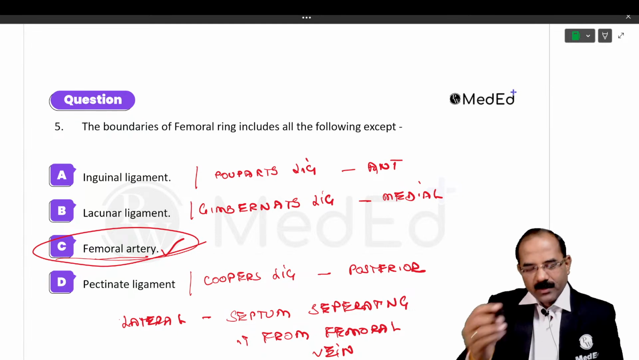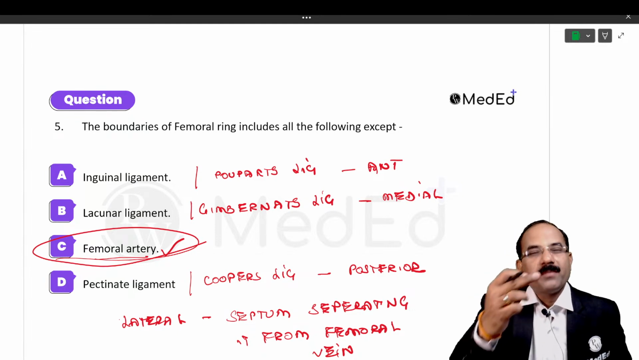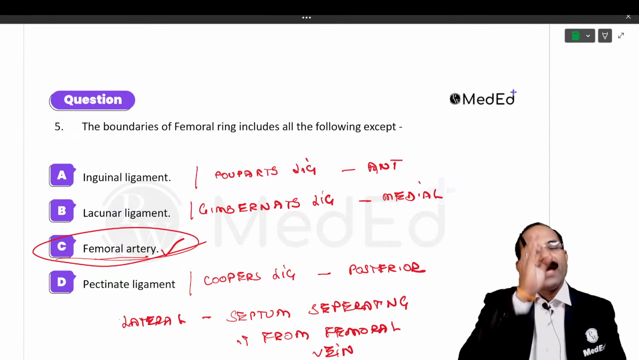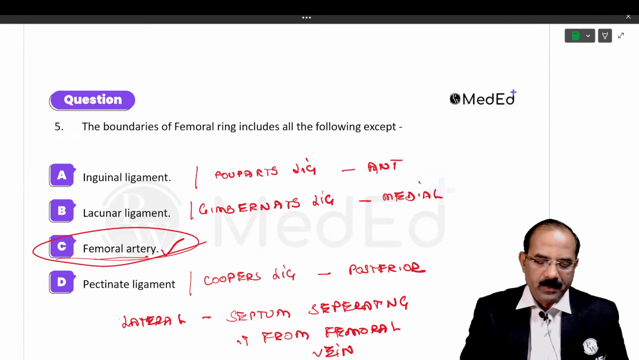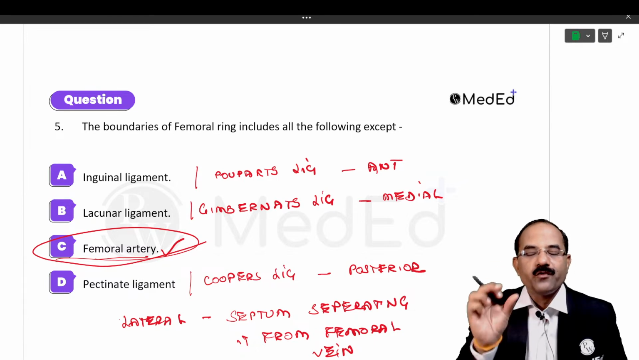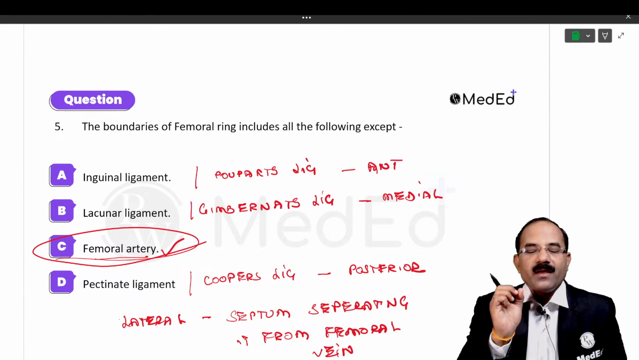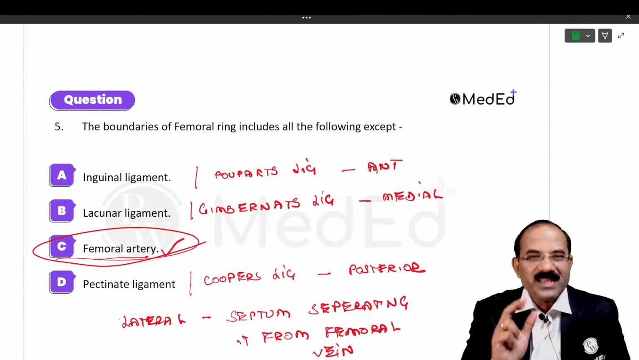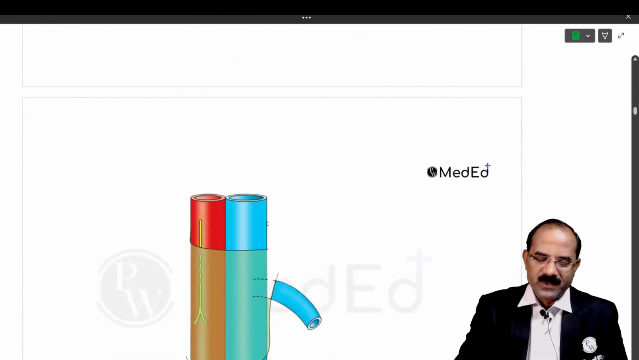So the inguinal ligament forms the anterior boundary. Medial is formed by the lacunar ligament. Posteriorly is the pectineal ligament. And laterally is the septum separating it from the femoral vein. For the answer, Gaurav, the answer is C, बच्चों. C, not D. D नहीं answer उसका, C है.